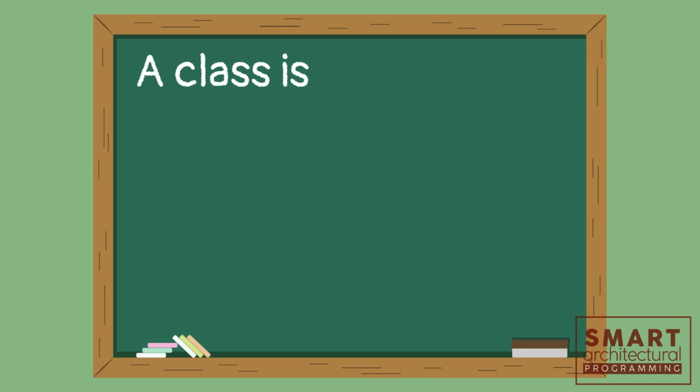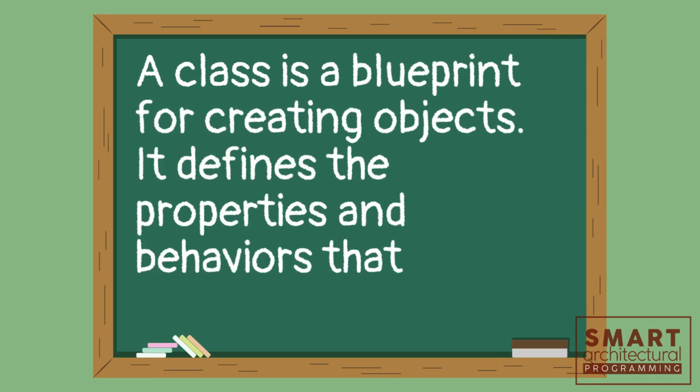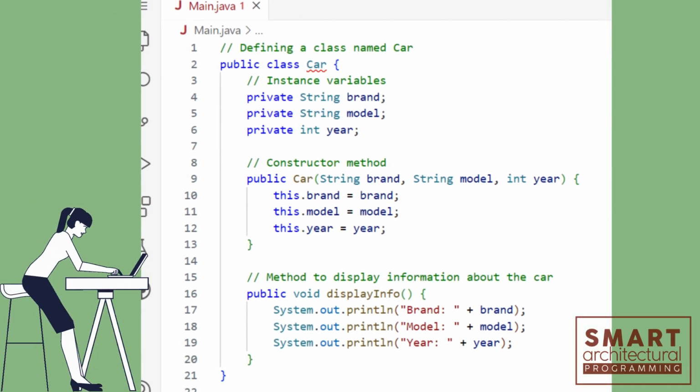Similarly, in Java, a class is a blueprint for creating objects. It defines the properties and behaviors that objects of that type will have. Let's dive into some code to illustrate this concept.